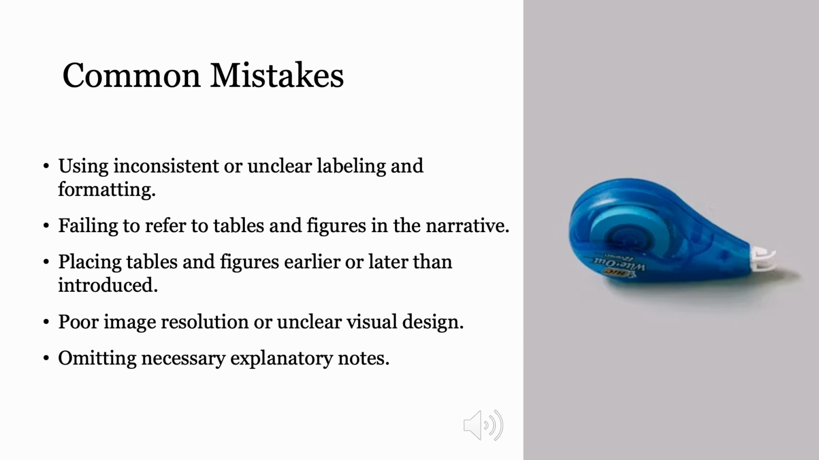Now let's go over some common mistakes to avoid when working with tables and figures. The first mistake is using inconsistent or unclear labeling and formatting. Always ensure that your tables and figures are numbered sequentially, have clear titles, and follow consistent formatting throughout the document. Another common issue is failing to refer to tables and figures in the narrative. Remember, every table and figure should be introduced and discussed in the text before it appears.